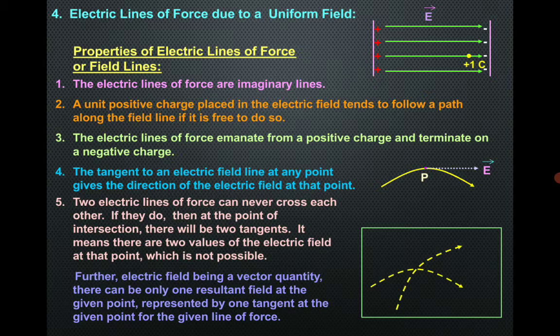You can see, if this kind of situation is there, then this situation is not possible at all. At this single point there are two directions of electric field. It means if we place a test charge over here at the intersection point, the test charge would move in two directions, which is not possible. That's why this case is also not possible. Only one direction is possible.